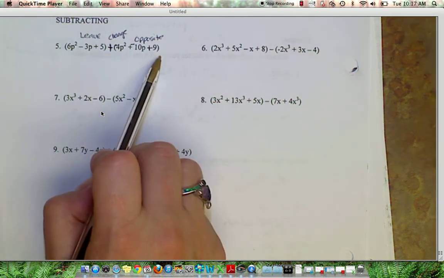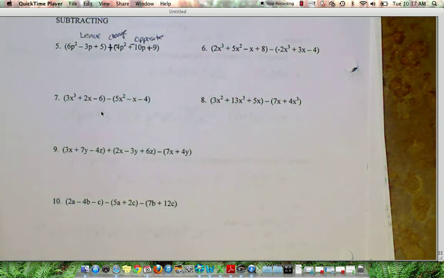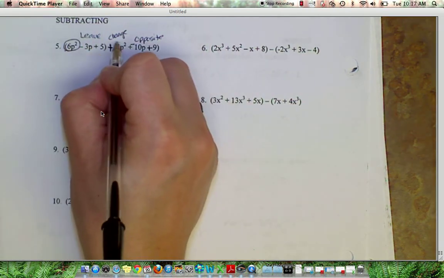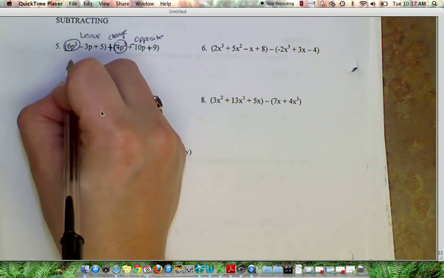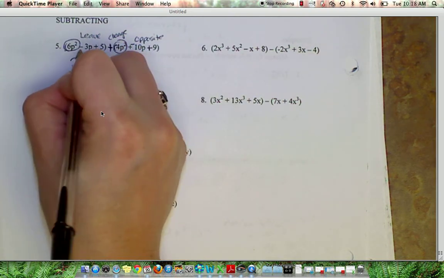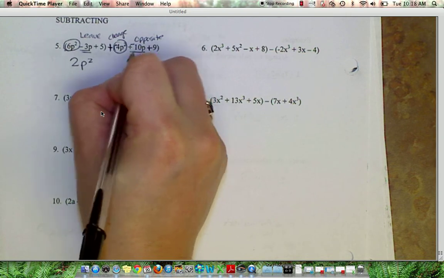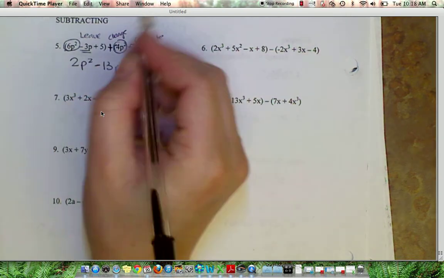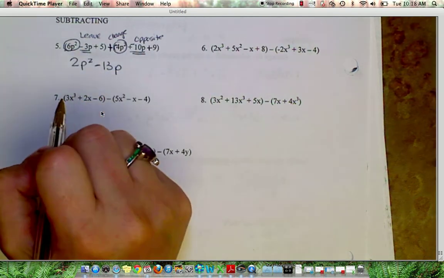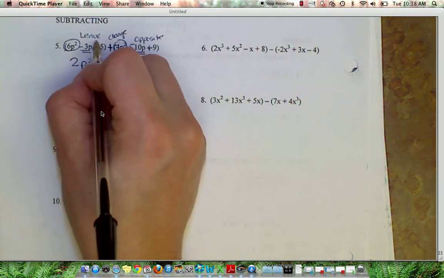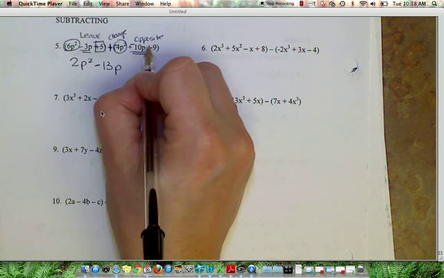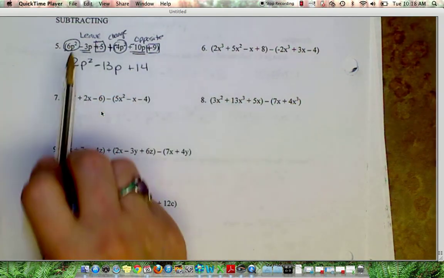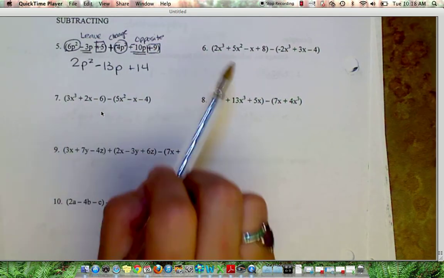Now it's an addition problem, so we do it exactly the same as the previous problems. So 6p squared minus 4p squared would be 2p squared. Negative 3p and negative 10p, be careful, would be negative 13p. We're just adding with two negatives gives us a bigger negative. And positive 5 and positive 9 gives us positive 14. So we do leave change opposite, and then we just add them.